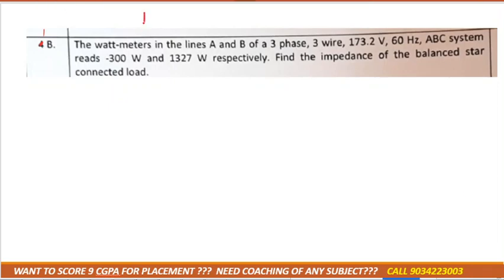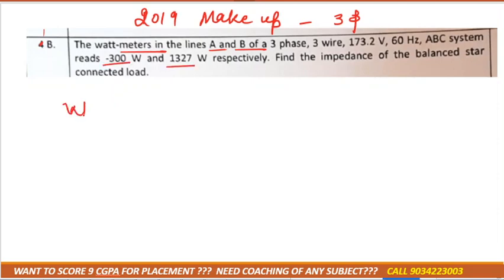This was the question from the 2019 exam, right? In this, they said two wattmeters, the wattmeters in lines A and B, they have given two wattmeter readings, minus this and this. So W1 we can consider as minus 300 watt, right? And W2 we can consider as 1327 watt.